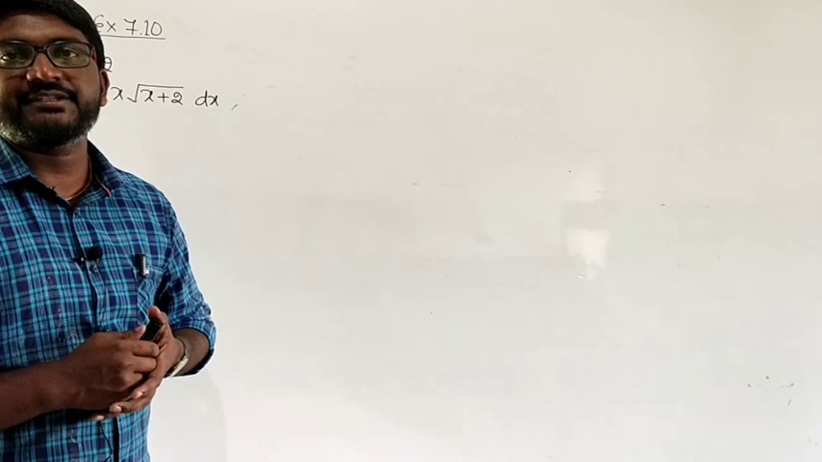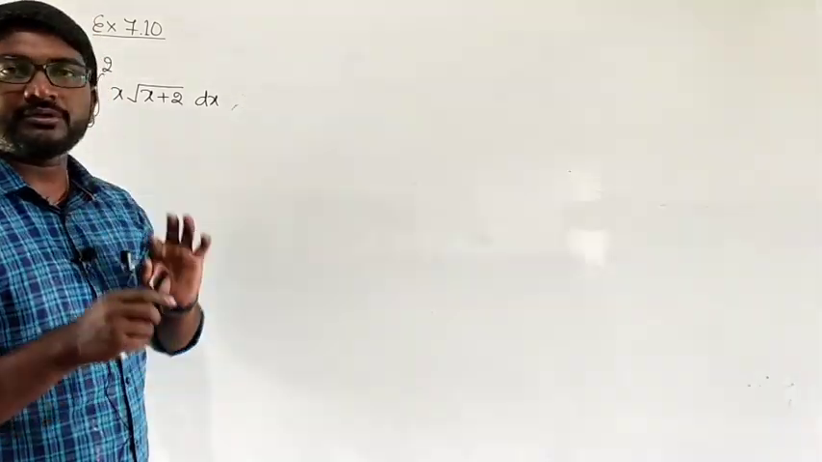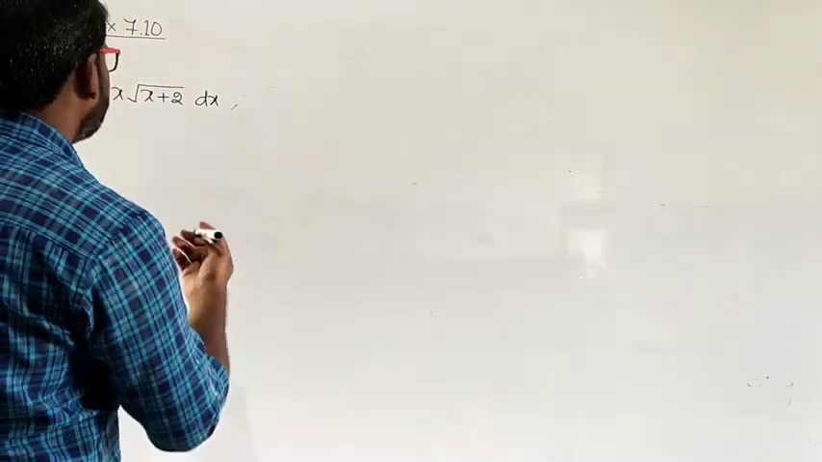If you see the textbook, it has given a hint. The hint is to put x plus 2 equal to t square. So, let us do that now.